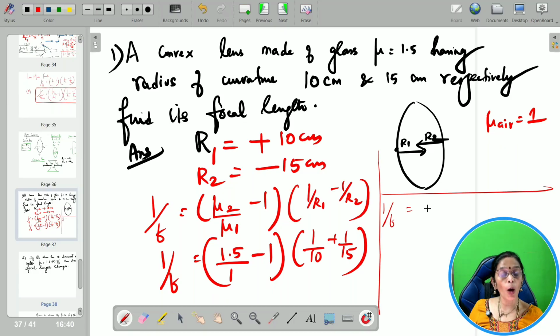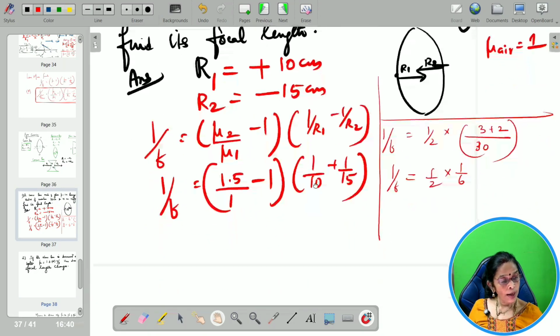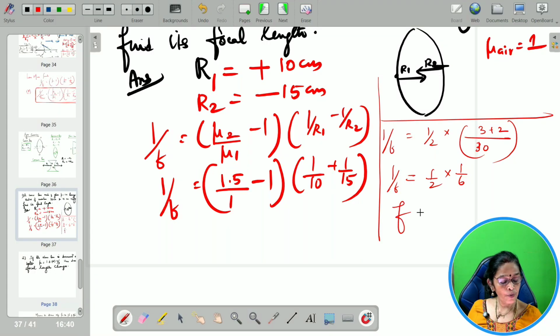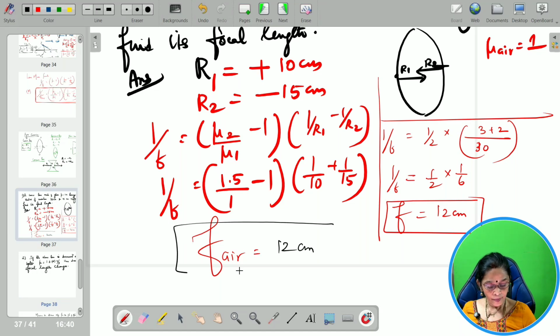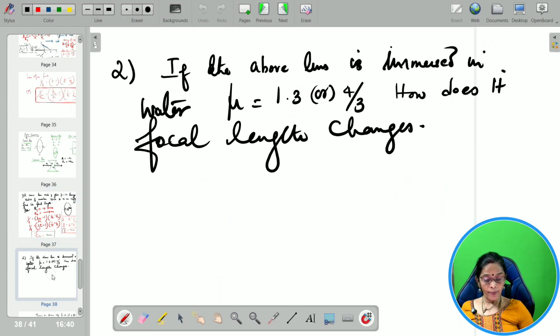1 by f is equal to 0.5, that is 1 by 2 into 30 is the LCM, 3 plus 2. So that is equal to 5 by 30. 1 by f is equal to 1 by 2 into 1 by 6. Therefore, f is equal to 12 centimeter. So the focal length in air we found out as 12 centimeter. Quickly go to the next one.